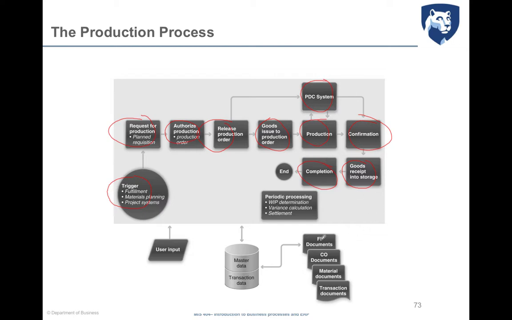Of course, as you can see here, and we will analyze this in detail, in order to execute this process, several data like master data and transaction data are needed and are also transformed by the production system and production process, and these imply the generation of several documents like financial documents, managerial accounting documents, material documents, and transaction documents.